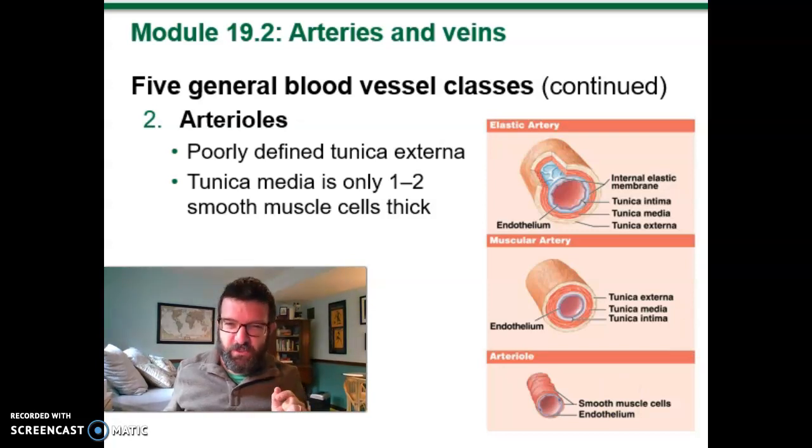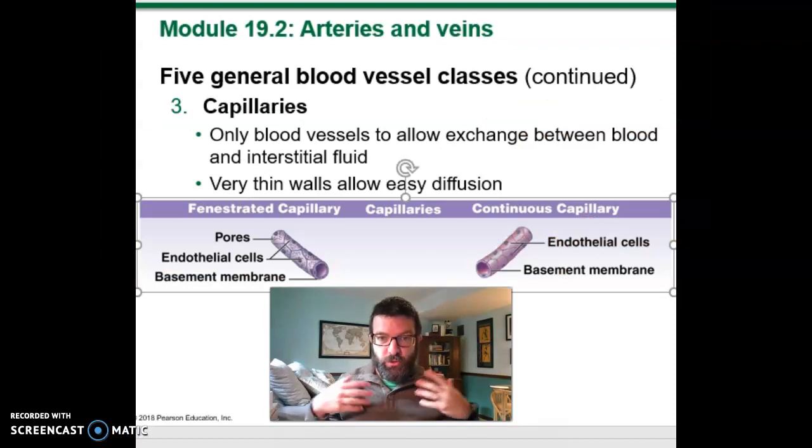These are not good for gas exchange like capillaries, but they're so small that the tunica media, while present, is like 1 or 2 muscle cells thick. It's very small. So from your heart to your elastic arteries to your muscular arteries to these little arterioles, now we get to the capillaries.